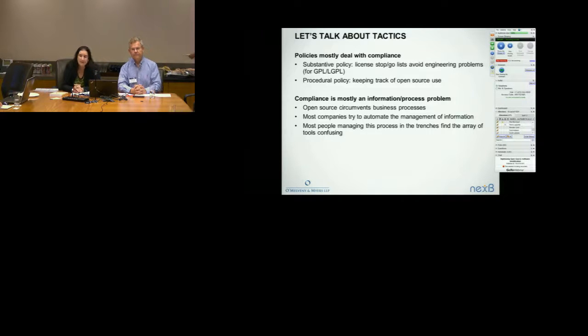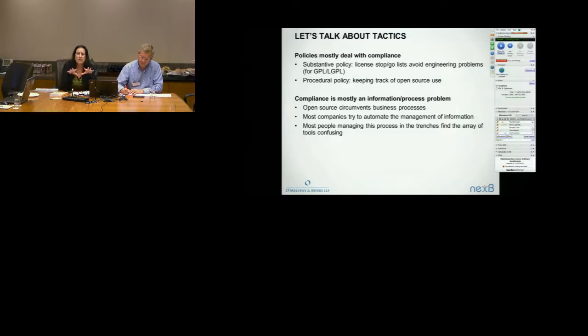So people who are managing this process in the trenches can find the array of tools that exist out there confusing. And rightly so, because there are new ones fairly frequently, and they're not sure which ones are going to work for them in their organization.